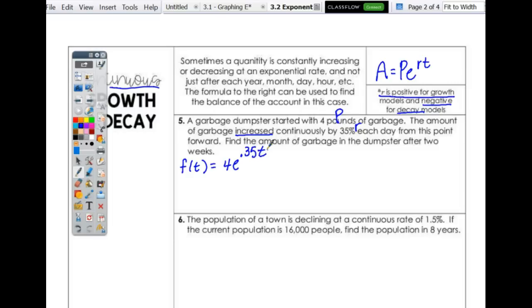So it says after 2 weeks, but it's each day here. So how many days is 2 weeks? I want 14 days to be my time. So I'm going to have f of 14, and that's 4e to the 0.35 times 14. And this is not money, and it's not a real thing. So I'm going to round to 3 decimals. So if you type this in the calculator, you're going to get 537.159 pounds.